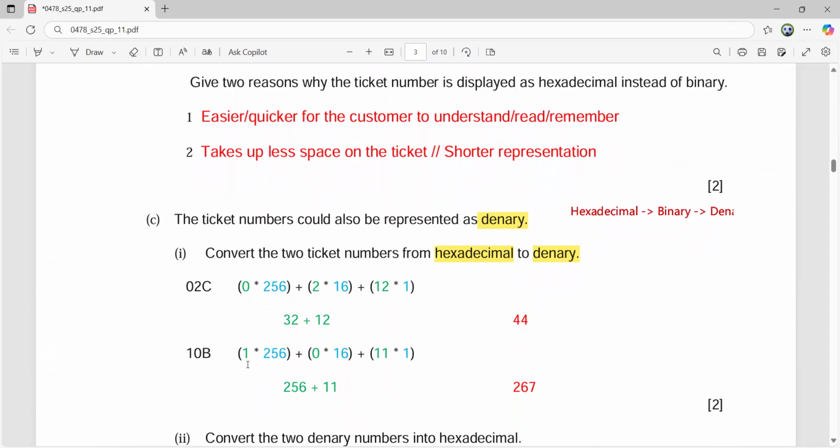We wrote the values, multiply by 1, multiply by 0, multiply by 11 for B, and then we got the answer for 256, multiply by 1 as 256. 0 times 16 is a 0. There's no need to write it. And 11 times 1 is 11. And we got 256 plus 11. And my final answer is 267.